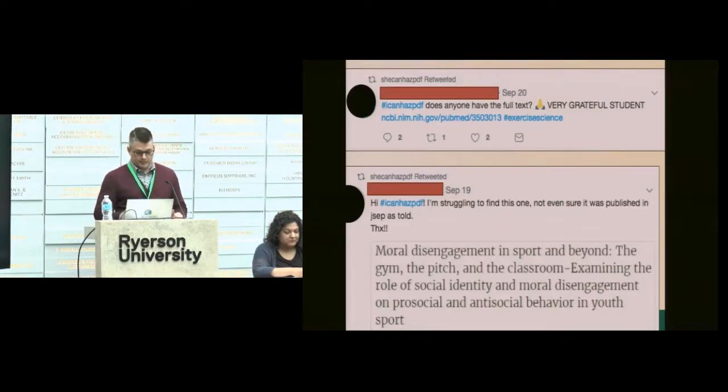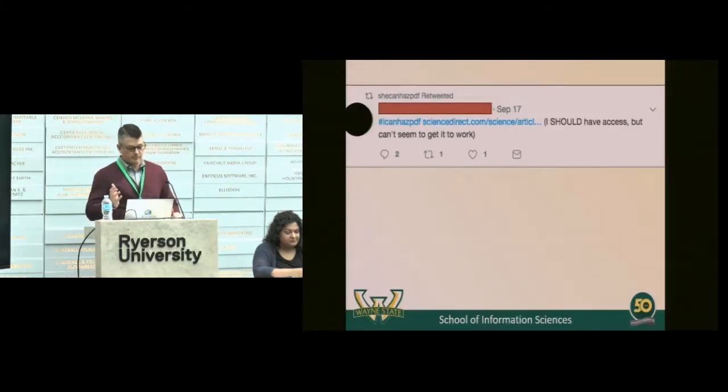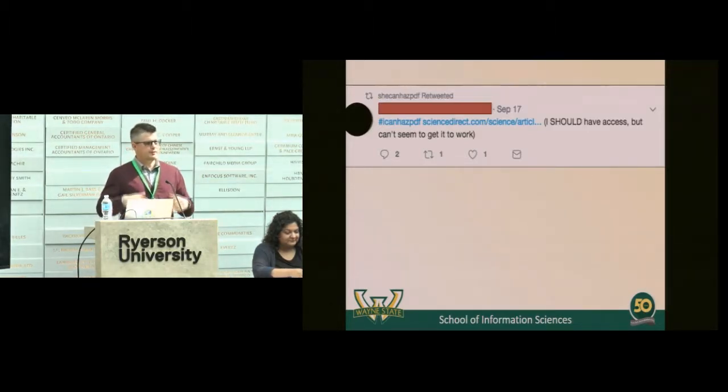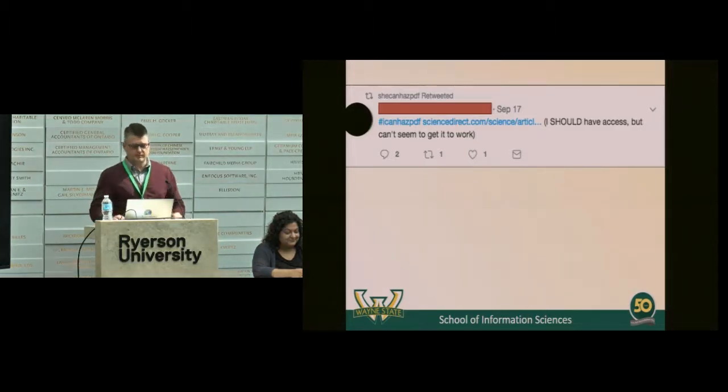Next, "Hi, I'm struggling to find this one, not even sure if it was published in JSEP as told." They include a screenshot from ResearchGate. So they found this article on ResearchGate, they can't get the full text, they don't even know what journal it actually is in, but can you please help out? And finally, the last example I want to show you is "I can has PDF," a link to the paper, and then in parentheses, "I should have access, but can't seem to get it to work." So they're saying, normally I have access, but I can't get it to work, so send me the information.